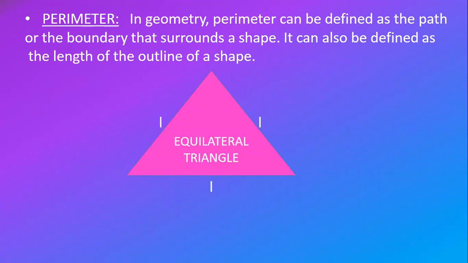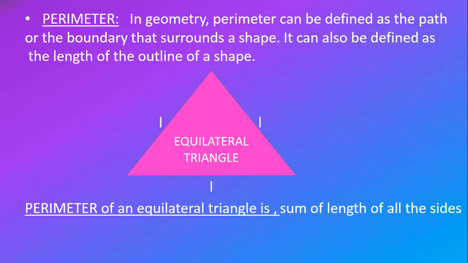In the case of an equilateral triangle, we know that all the sides are of the same measure. I'm taking the variable L to indicate the measure of each side of an equilateral triangle. So the perimeter of an equilateral triangle, we know that it is the sum of the lengths of all the sides, which is equal to L plus L plus L, that is 3L. So the perimeter of an equilateral triangle is 3L, where L is the measure of each side.